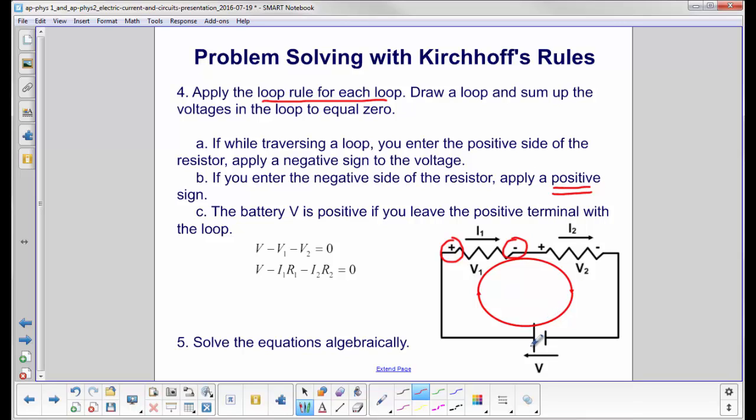The battery V is positive if you leave the positive terminal with the loop. So if we're drawing this in a clockwise fashion, V will be positive. If we chose the loop to go in the other direction, V would be negative. So for this one, where we're going in the clockwise direction, we have a positive V, minus V1, minus V2. We then use Ohm's law to substitute for V, and we get V minus I1R1 minus I2R2 equals 0. And then we'll have a set of simultaneous equations with the junction rules and the loop rules. And then you solve them. And that takes practice. And we'll do a practice example coming up next.